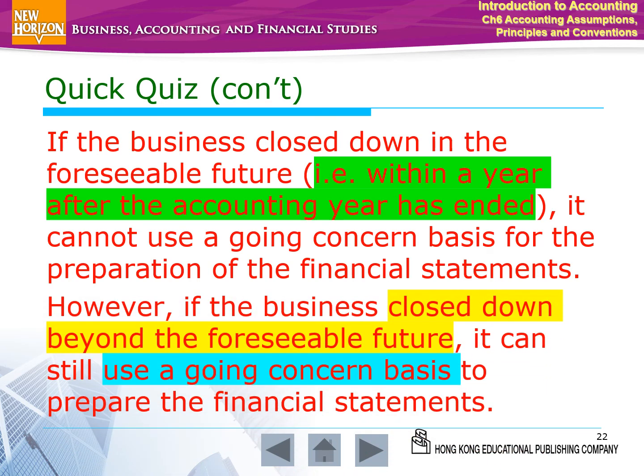However, if the business closed down beyond the foreseeable future, beyond means more than one accounting year, or maybe two years later, it is not what we call foreseeable future. So we go on to use the going concern concept to prepare the financial statements. That means we use cost to represent the value of the non-current assets instead of the market value.